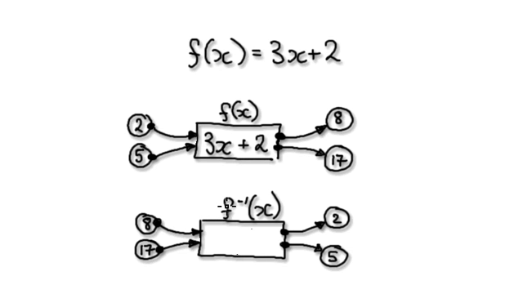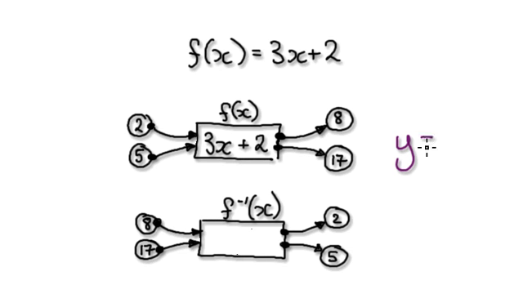Up here, if you put the number 5 in, it will do its job and spit out the number 17. The inverse of a function is that if you put the 17 in here, it will spit out the original number, which is 5.